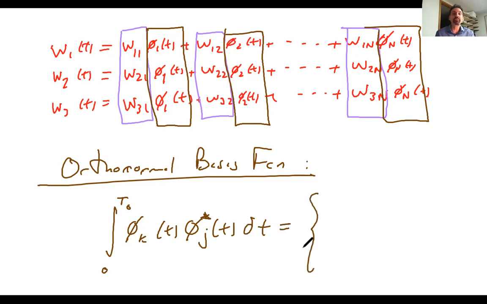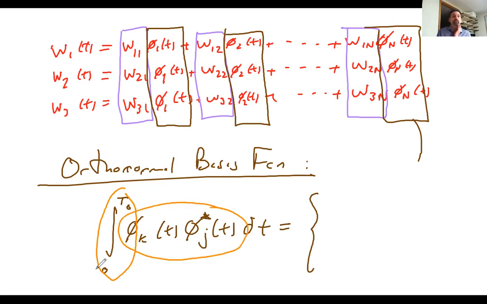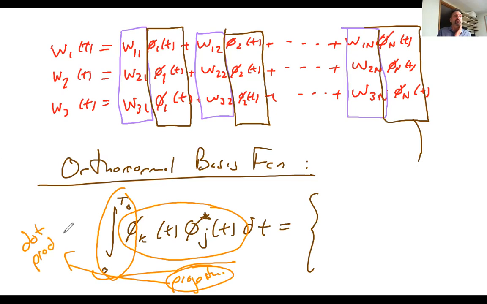So what happens when things are orthogonal with each other, right? Think of this integral here, and this operation, or the product of these two, as some form of projection. Better yet, what projects in the linear algebra world? A dot product.